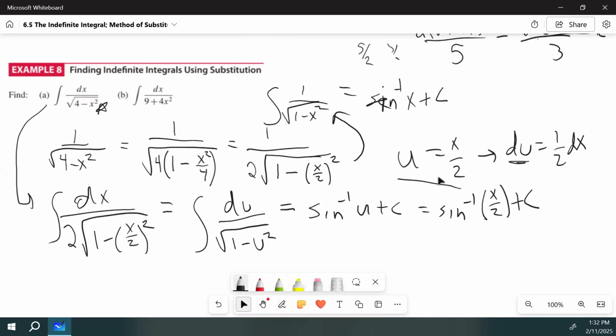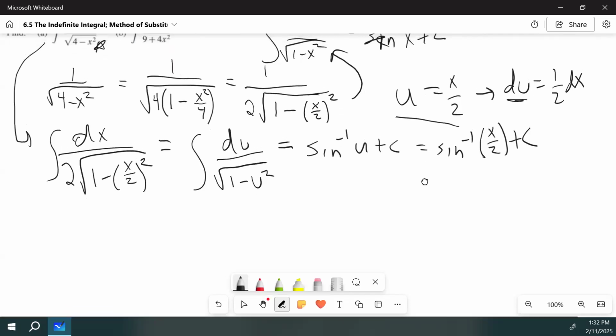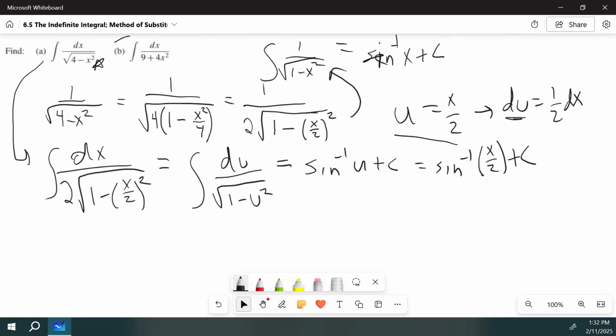All right, pretty cool stuff there. I like that one. Now the next one, dx over 9 plus 4x squared, resembles the tangent inverse derivative. So the integral of 1 over 1 plus x squared is tangent inverse.